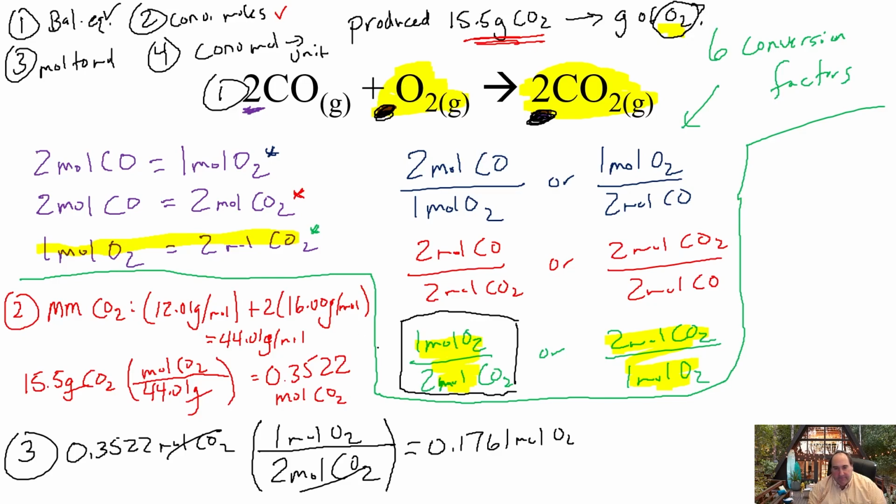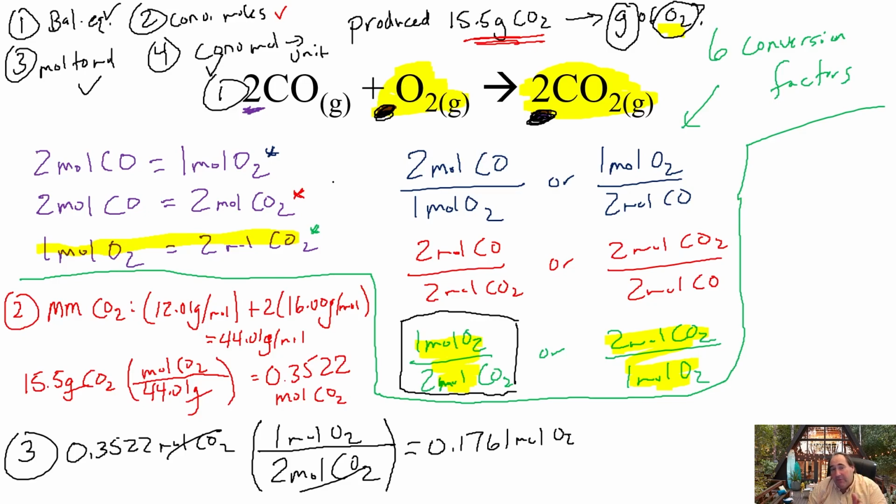moles of O2. Now, if by some chance you wanted the answer in moles, you would be done. You could just put a box around it and you would be fine. But in our case, we want to go to grams. So we do need to do step 4. You should always be in moles at this point, if you did everything correctly.